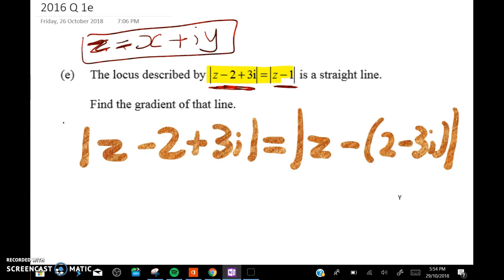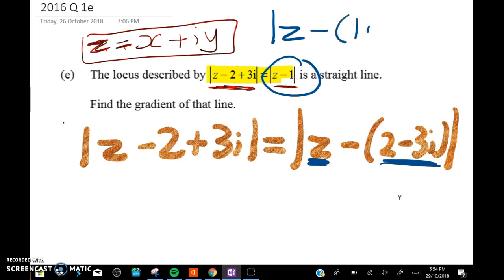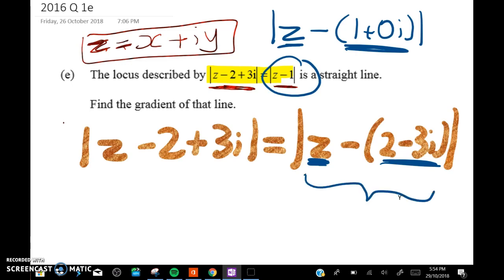Now we can interpret this as the distance between some complex number z and this point here, which is 2 minus 3i. And we can draw that, and we're going to do that in a minute. On the right-hand side, we've got z minus 1. So we can think of this as z minus 1 plus 0i. So this is now the distance from some complex number z and the point 1 plus 0i. And we're looking for the set of points where those two distances are equal.